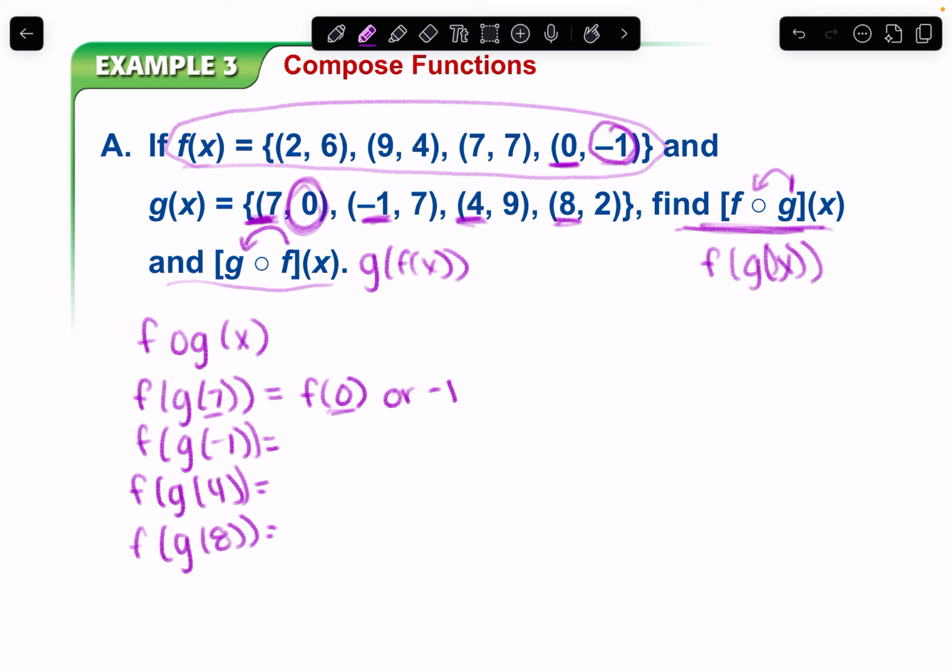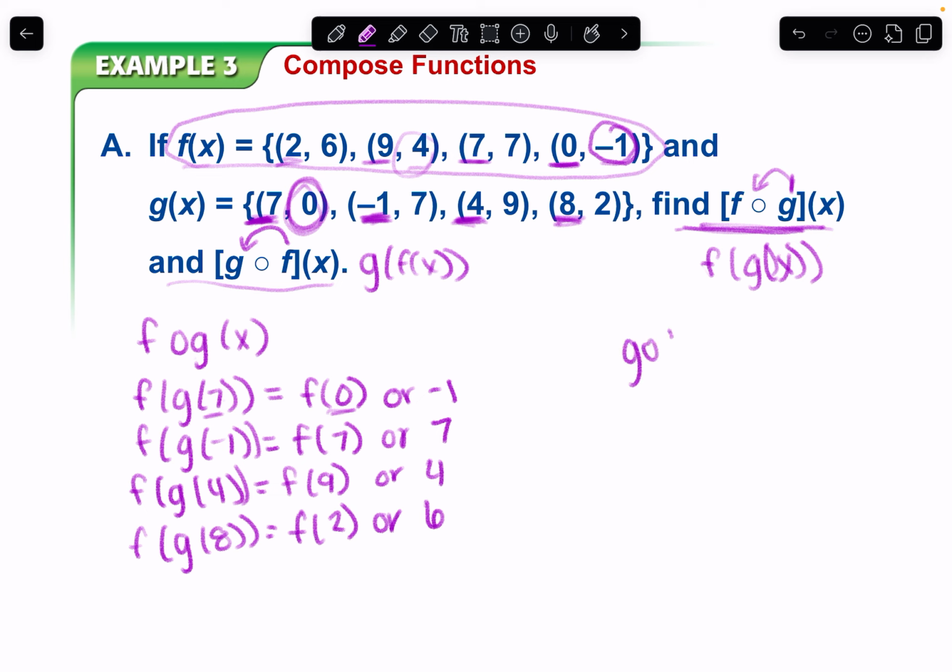So when I look at g of -1, I get 7. Now I'm looking at my f row, and when I look at 7, I get that it's equal to 7. Then when I look at g of 4, I get 9. When I look at 9 in this row, I get 4. When I look at 8 in this row, I get 2. And then when I look at 2 in my f function, I get 6. So that is f of g.